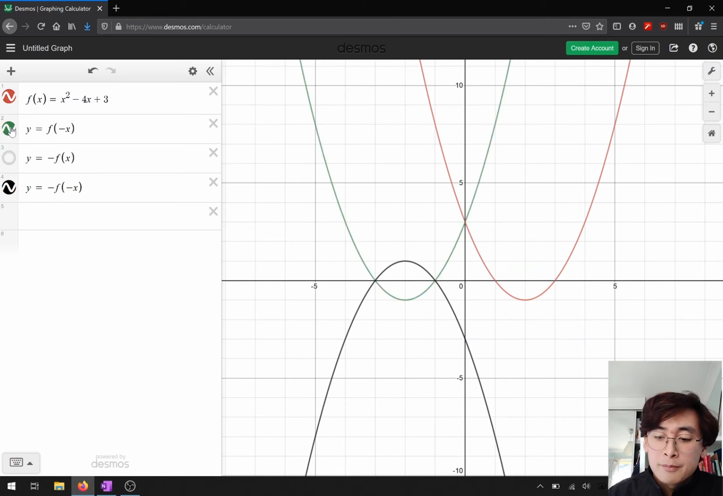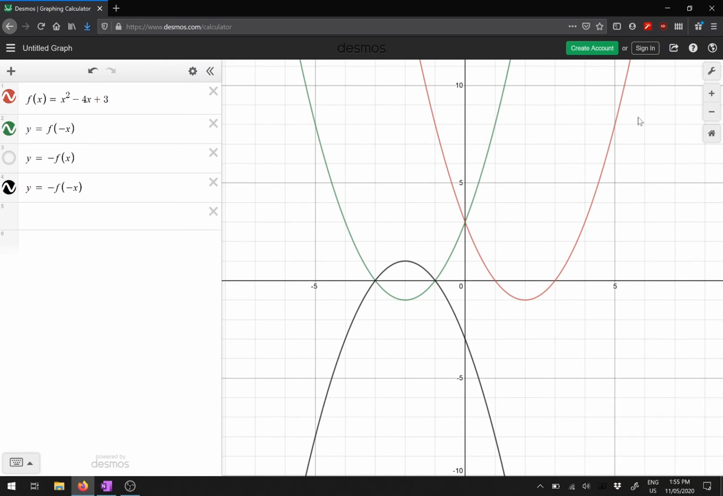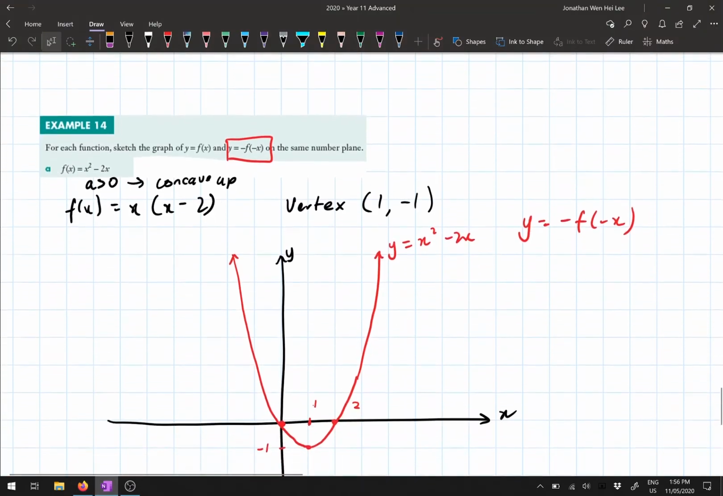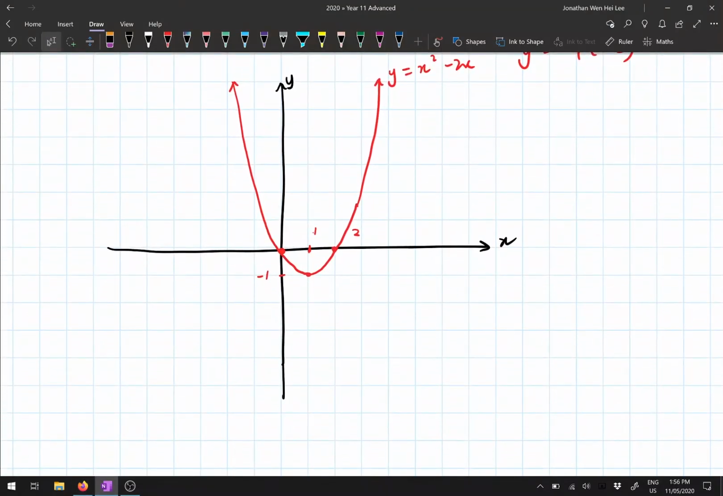So for example, this green graph, I reflect it along the x-axis, and I notice that my black graph is just a vertical flip of my green graph. And in the same way, the blue graph is a vertical flip of the red graph, and then a horizontal flip of the black graph. Now, what we can do here is we can actually go, okay, cool. I'm going to do one of the transformations first before I do the other one. So let's have a go here.